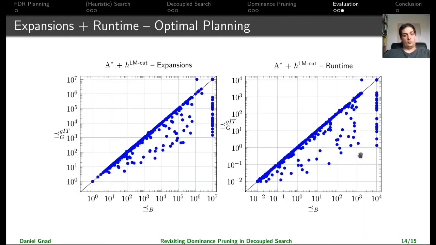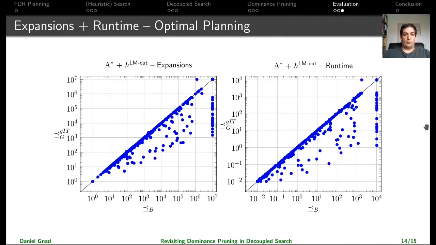So finally, I'd like to show you some search space and runtime data. On the left you see the number of state expansions with A star and LM-cut of the very basic variant and the most fancy variant. And you see clearly that this really pays off. And also in terms of runtime, this translates to big advantages.